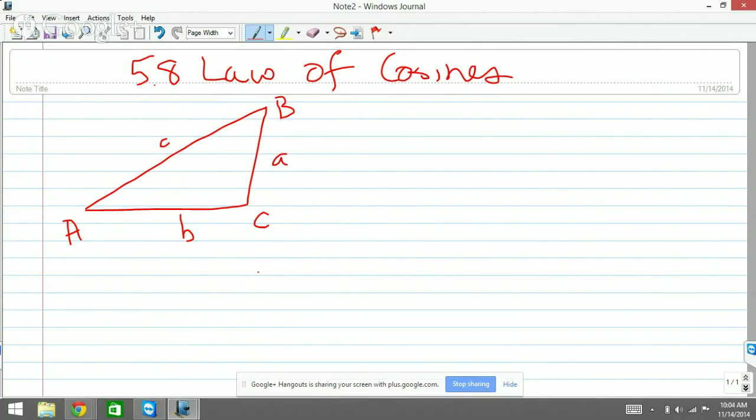Okay, again, non-right triangle, ABC, boring, little a, little b, little c across from those. That's the requirement. We can do that next.